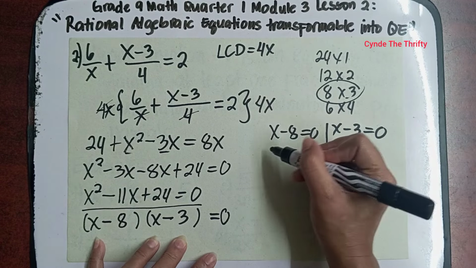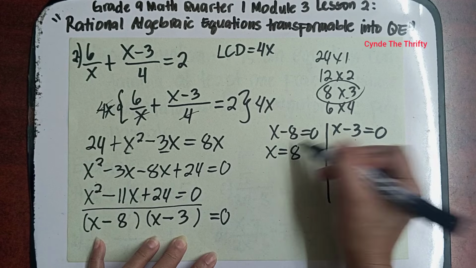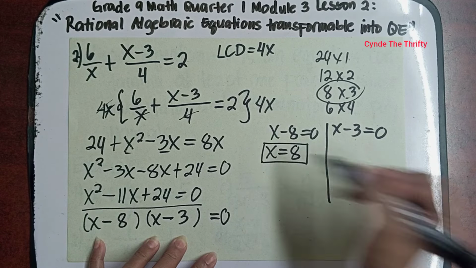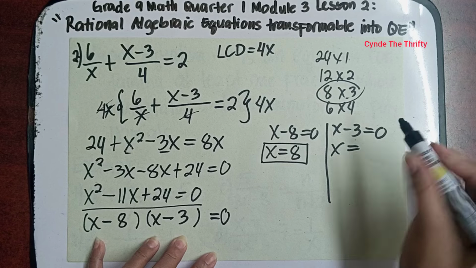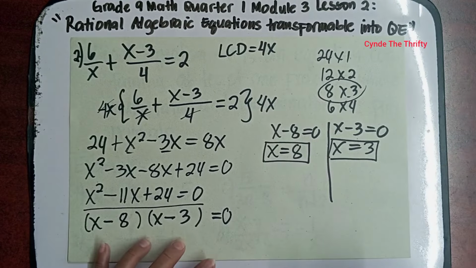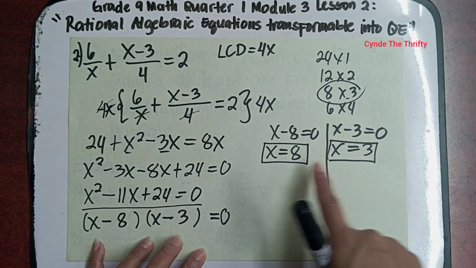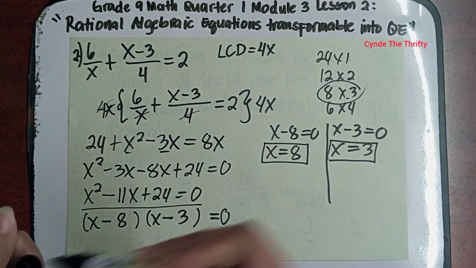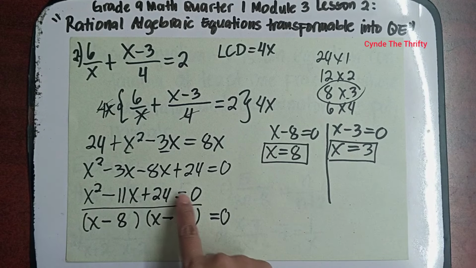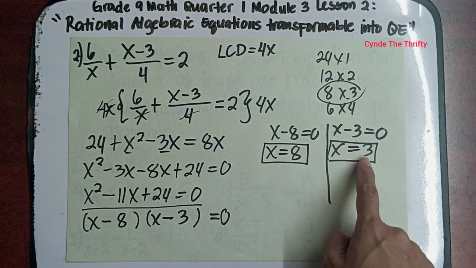So, ilipat lang natin sa right side ang ating constant. So, x, negative 8, magiging positive 8. Ito na yung x sub 1 natin. X is equal to, si negative 3, magiging positive 3. So, x sub 2. Okay. So, ito na yung x sub 1 and x sub 2 natin. Meron na tayong values ng ating x. Okay? Meron na tayong solution sa ating quadratic equation, and that is positive 8 or positive 3.